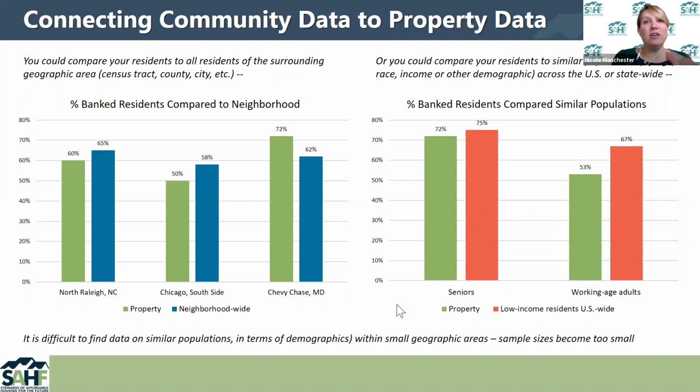So we found that generally you have to choose one or the other approach. It's hard to find data on small geographic levels, like a census tract or neighborhood level, and also for certain populations. So if you wanted to only look at low-income residents in the neighborhoods in which you're located, it's going to be really hard to find that information because the sample sizes just get too small and it becomes unreliable. It's kind of one or the other.